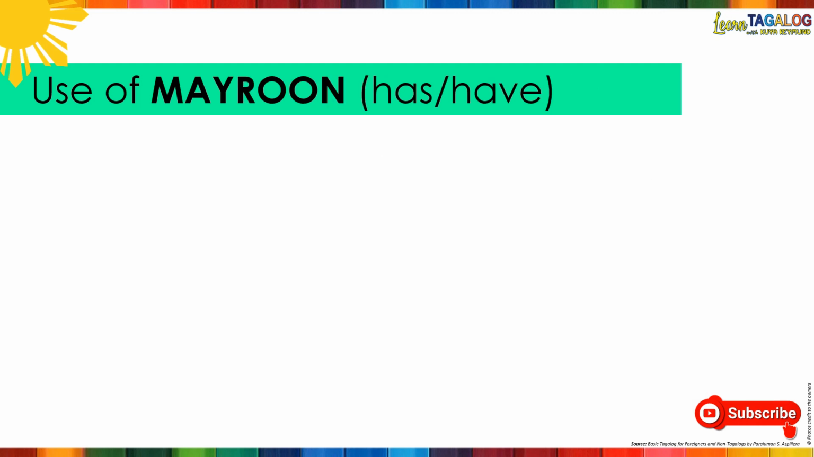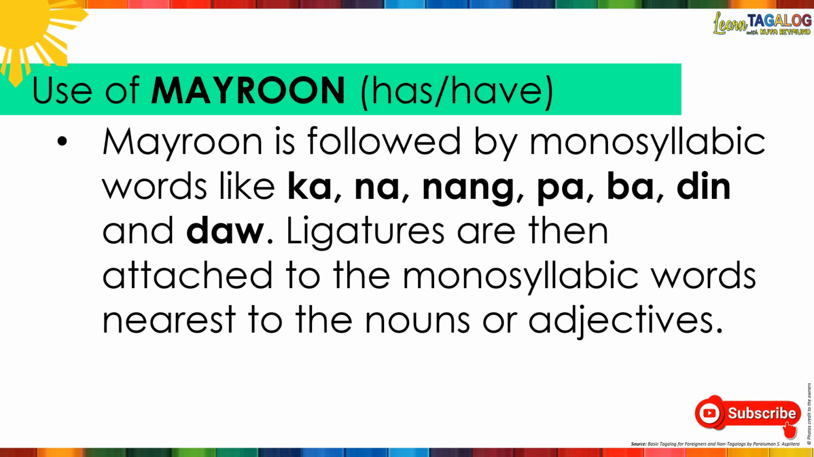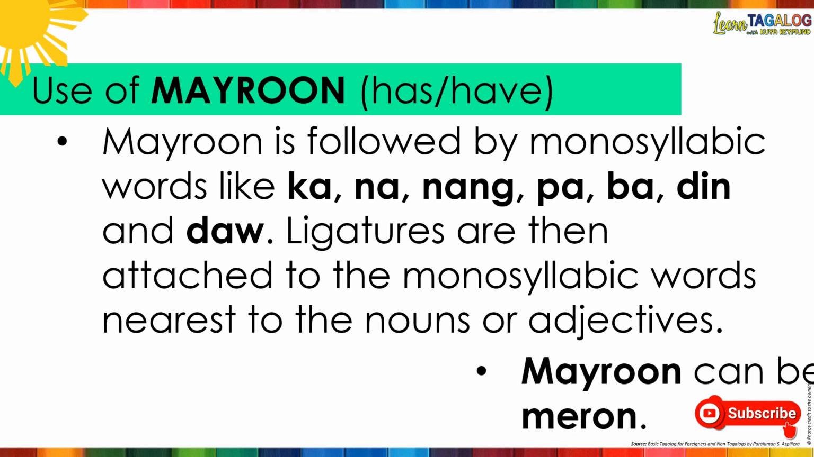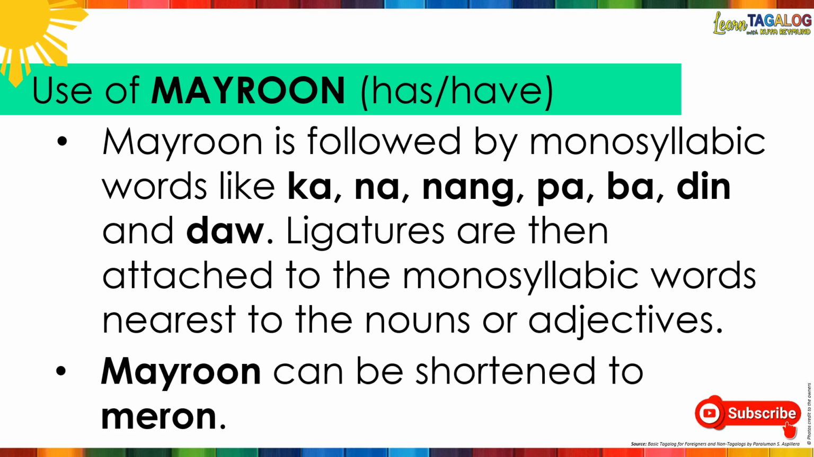Another use is with meron. This is followed by the monosyllabic words like ka, na, nang, pa, ba, din, and daw. So ligatures or linkers are then attached to the monosyllabic words nearest to the nouns or adjectives. And mayroon can be shortened to meron. Like what I've mentioned earlier, meron is the shortened form of mayroon. So mayroon or meron.